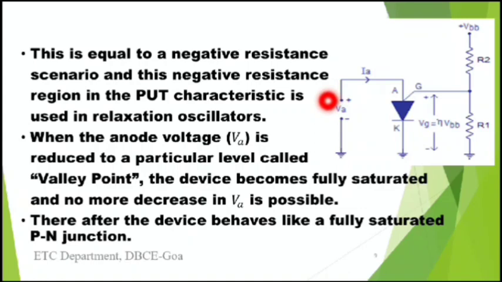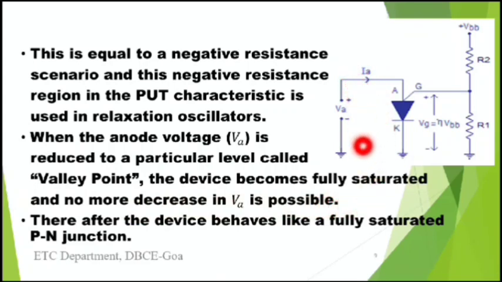Now VA is going on decreasing and IA still continues to increase, giving rise to a negative resistance region. VA cannot decrease indefinitely; it can be decreased only up to a particular point, that is the valley point. At this point the device becomes fully saturated and no more decrease in VA is possible.